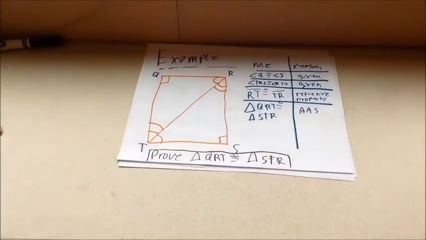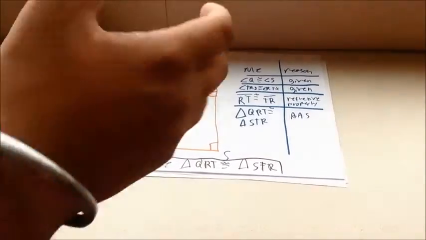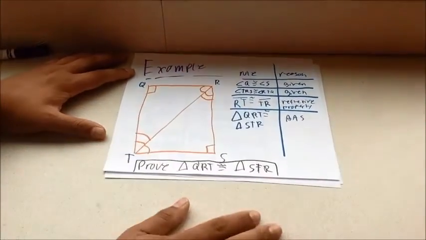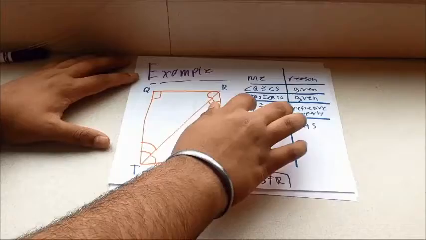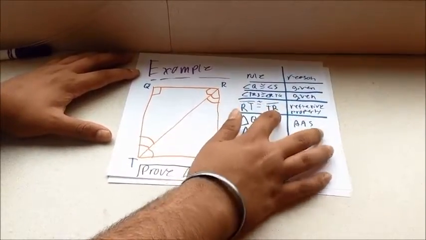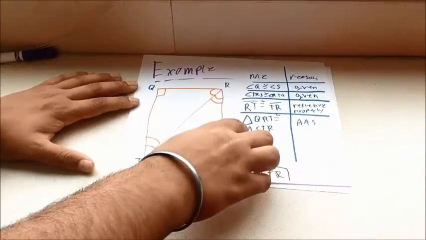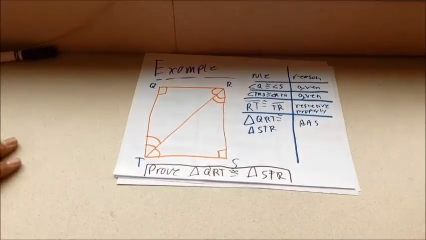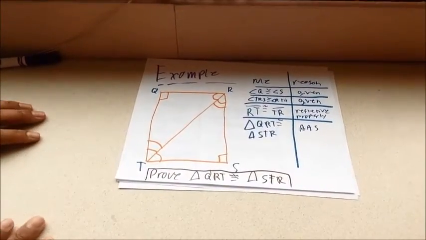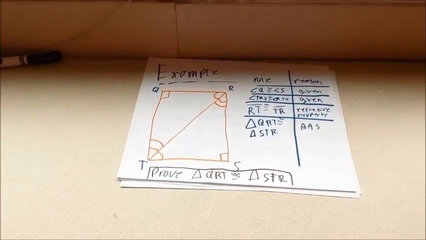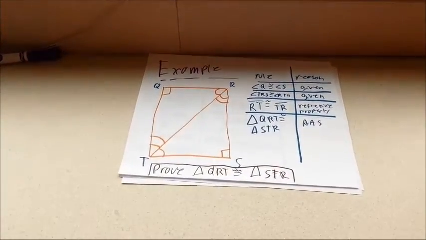Now, by giving those two statements, two diagrams, we can say that side RT is congruent to side TR because of the reflexive property. Triangle QRT is congruent to triangle STR because of AAS. That's how you prove a triangle congruent via proofs.